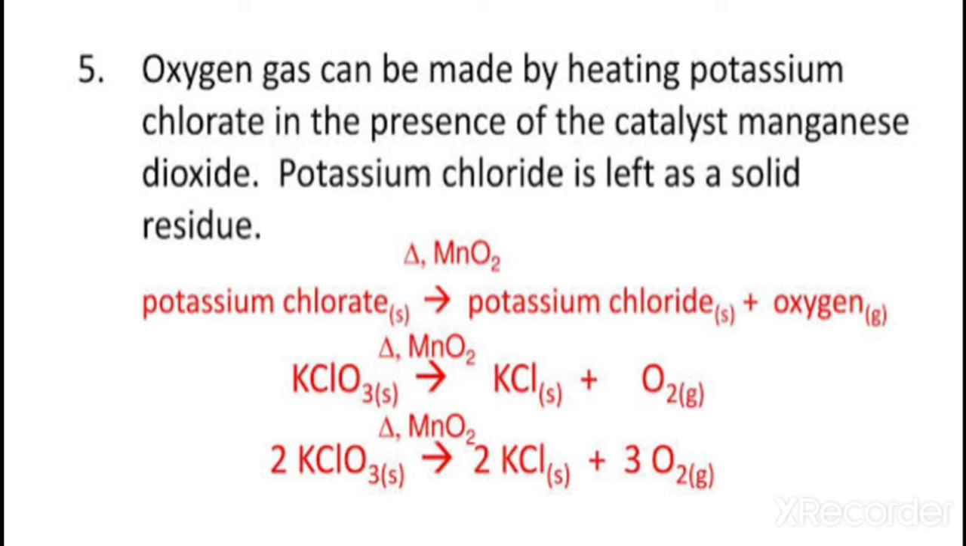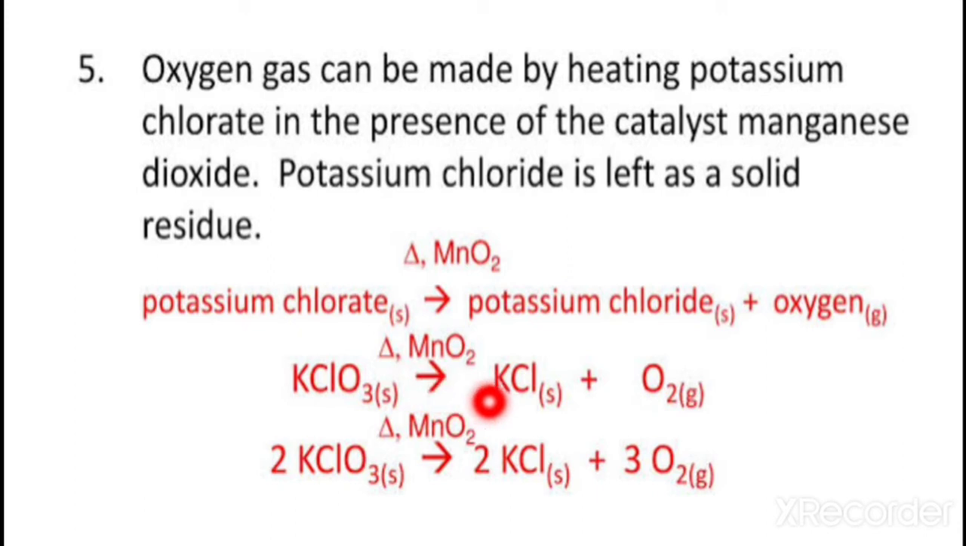This is the formula of potassium chlorate, KClO3. This triangle represents heating and MnO2 is a catalyst. It acts as a catalyst for the decomposition, that is, for the breaking of these atoms; MnO2 helps in that. Manganese dioxide acts as a catalyst for the decomposition of potassium chlorate into KCl, potassium chloride, plus O2, an oxygen molecule.